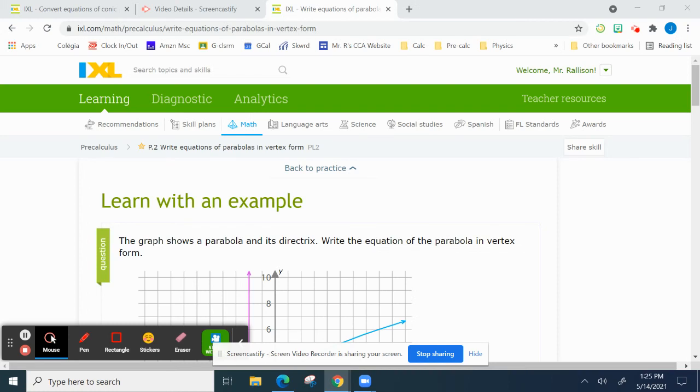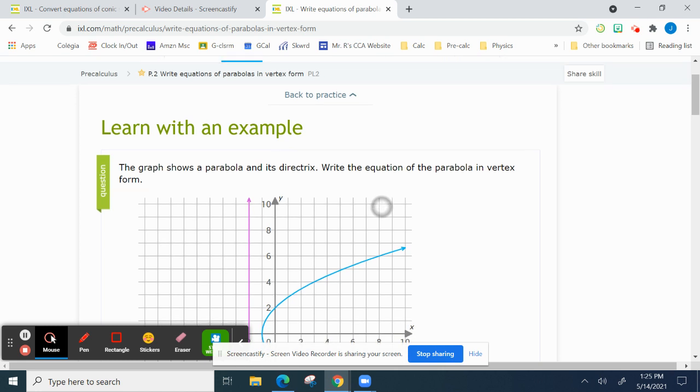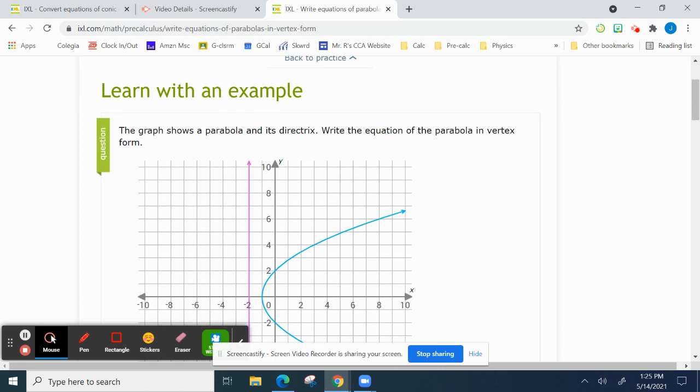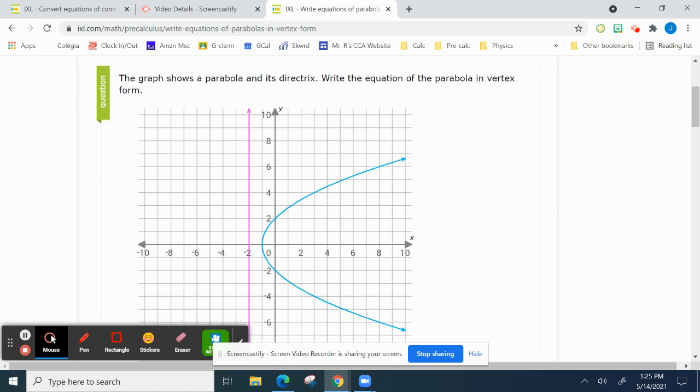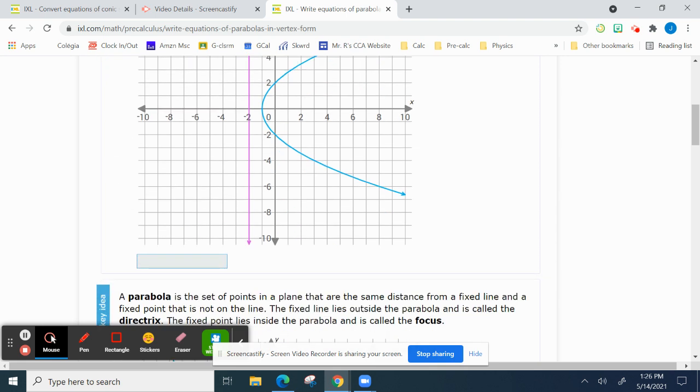Right, so this is a video for IXL Pre-Calculus Section P2, Write the equations of parabolas in vertex form. Okay, so the first thing that we want to notice, so vertex form is a special form. The simplest parabola is y equals x squared.